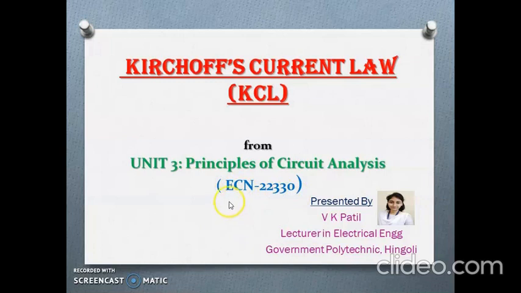In the previous sessions, we have discussed the various techniques to reduce a given circuit to a single resistance, like resistors connected in series, resistors connected in parallel, then source transformation technique, then star to delta and delta to star transformation. In this session, we are going to discuss Kirchhoff's current law, and we will solve the numericals based on this Kirchhoff's current law, which is also known as KCL.